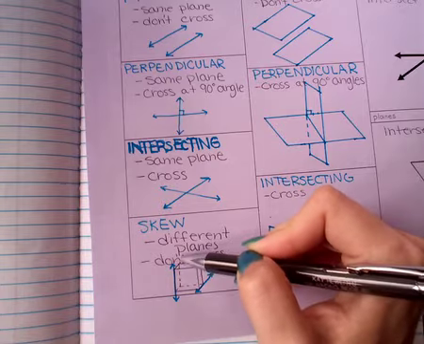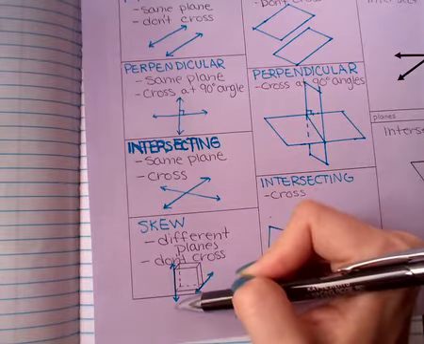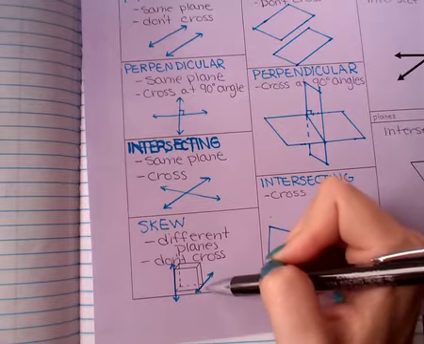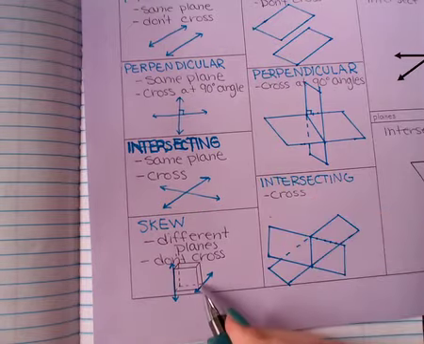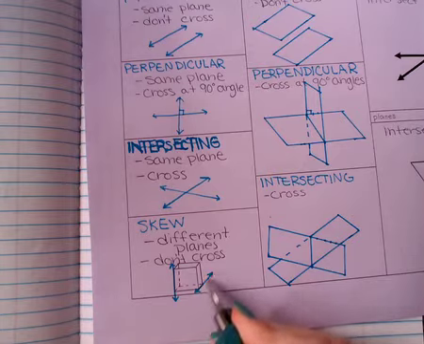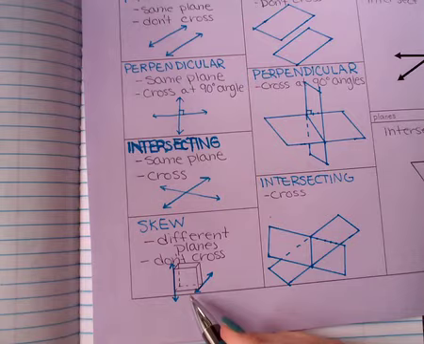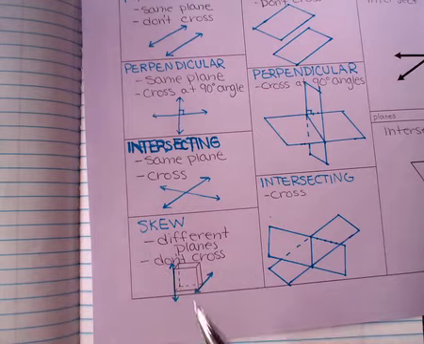And that corner is like this blue line going up and down. And then look at the opposite wall across from that corner. And where the wall and the floor are meeting, there's another line. And those two lines will never meet. No matter how far we go, those two lines will never intersect. So that's when we have skew lines.